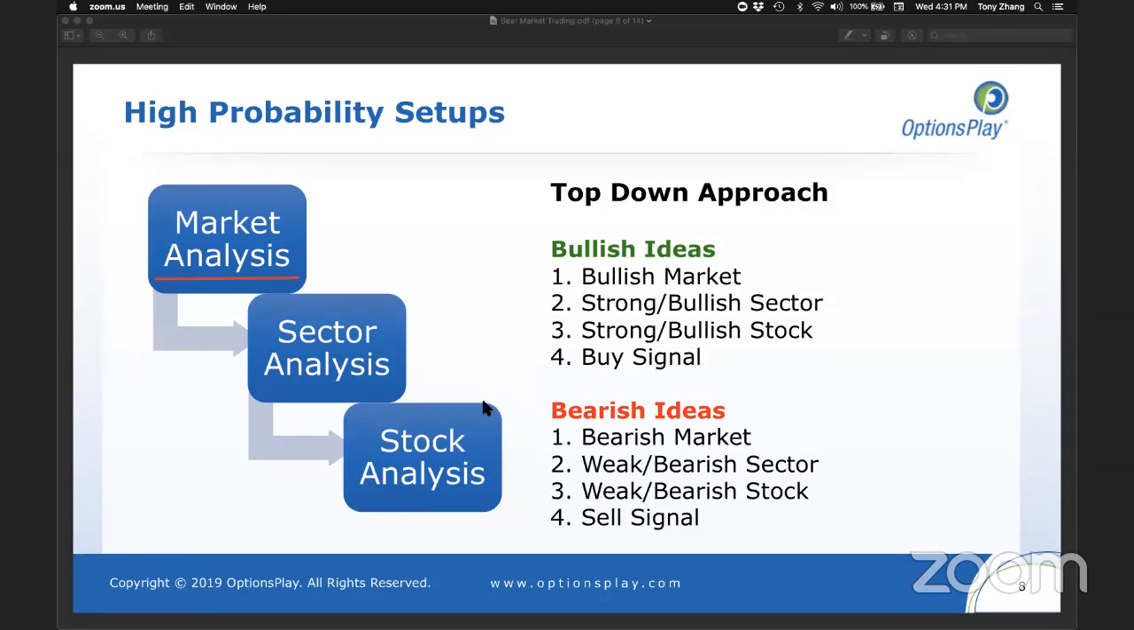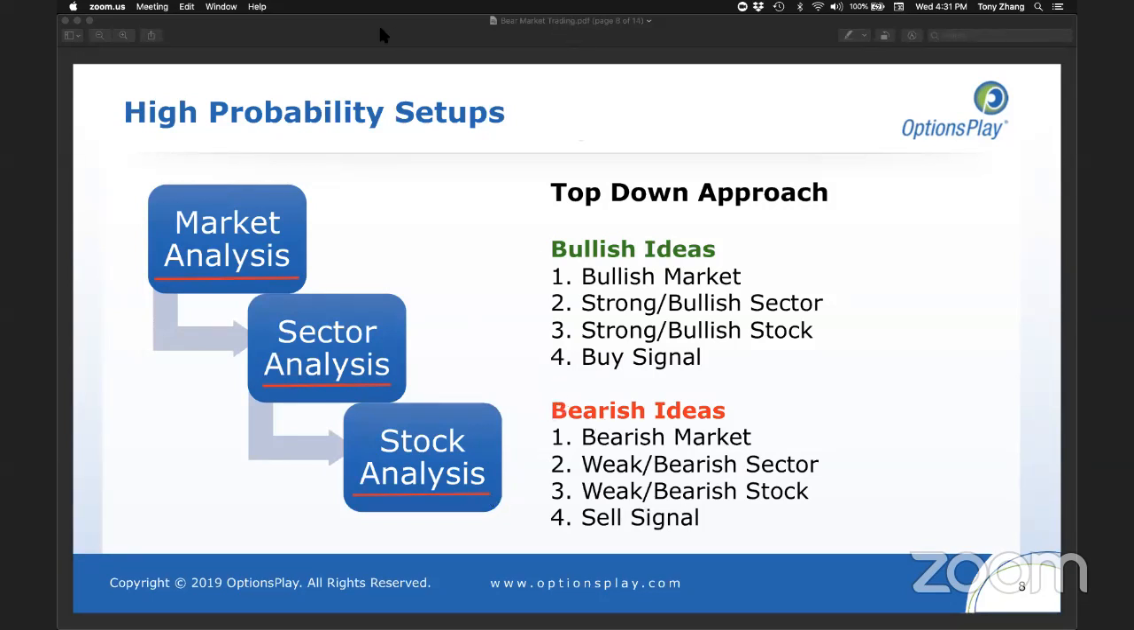Once we have that bearish idea in the markets, then we look at individual sectors. What we want to try to identify is what are the strongest sectors, what are the weakest sectors, and if we're looking for bearish opportunities, we want to focus on the bearish sectors and identify which sectors are most bearish. Once we've identified that, that's when we want to do individual stock analysis and say, what are the weakest stocks within the weakest sectors? Because those are the stocks that have the highest probability of moving lower on a given week than stocks that are relatively strong in a relatively strong sector.